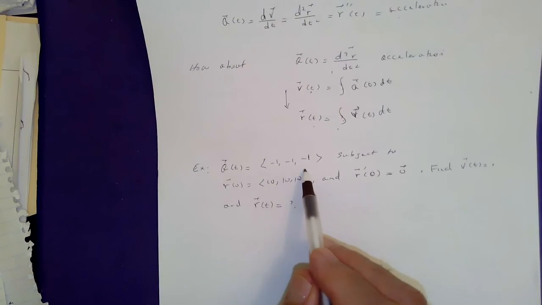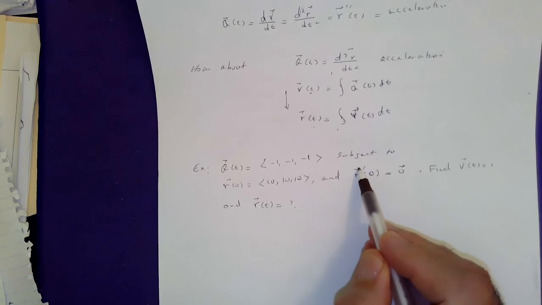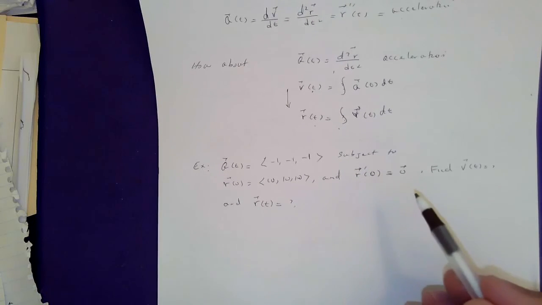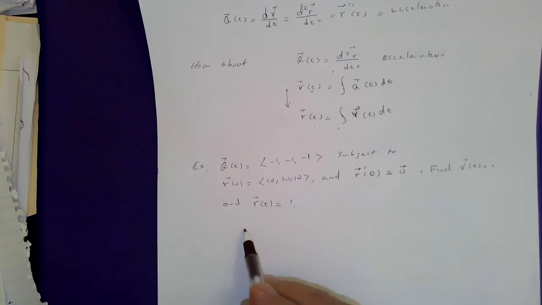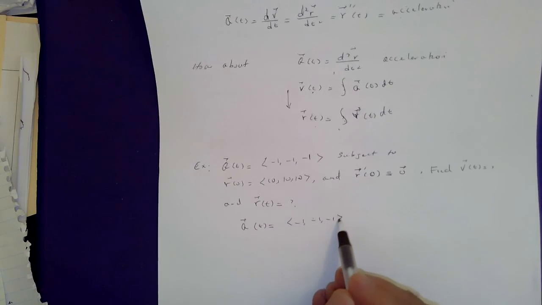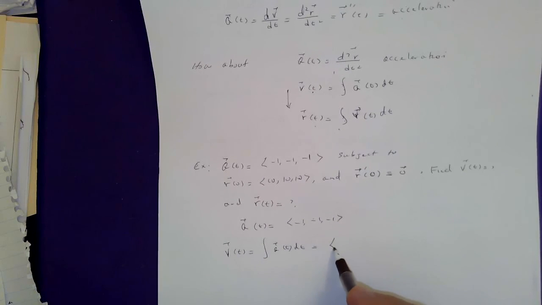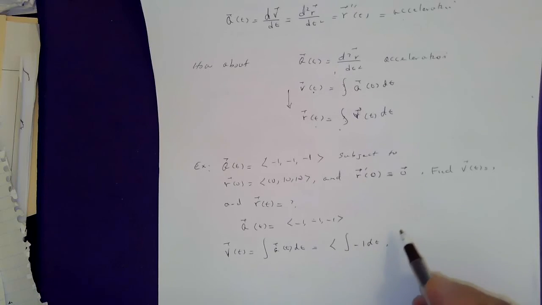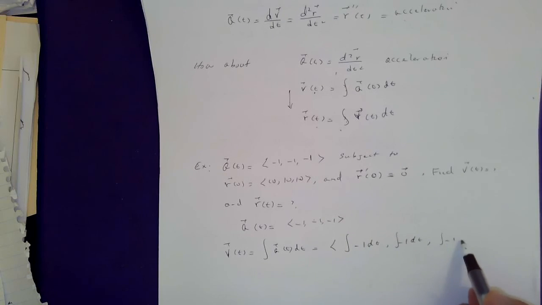For instance, let's say this is acceleration subject to this initial condition, and r prime of 0 is 0. That's like initial velocity. Find the velocity and position vector. So you start from this guy right here. To find the velocity, I need to take the antiderivative of acceleration with respect to t, of course. So you take the antiderivative of this vector, each of these components, with respect to t.